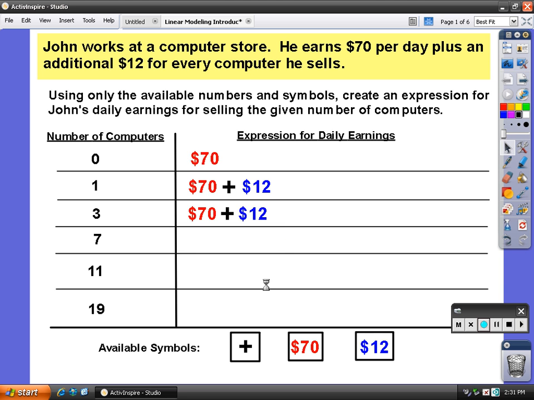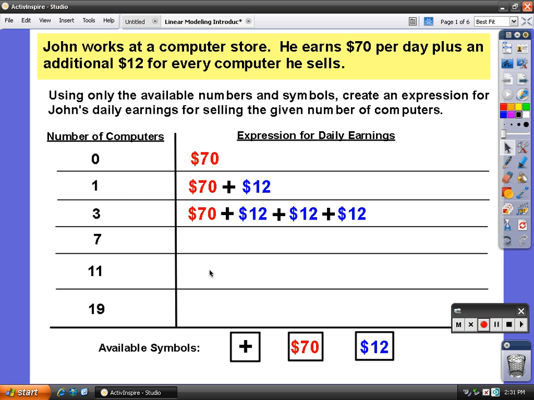Now you'll notice the use of colors, the difference in colors between the initial amount and the amount of $12 that's being added for each computer sold. That, once again, is just to make very visual what's about to happen with constructing the equation. At this point, many of the students are looking ahead and seeing that we're going to have to build one of these expressions for 11 computers and for 19 computers, and already thinking there's got to be a better way to do this, an easier way.